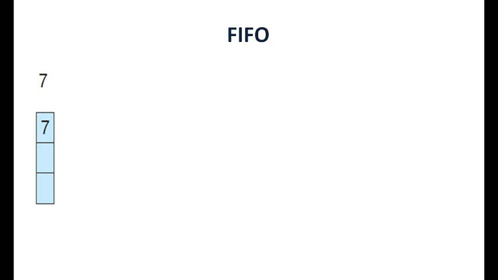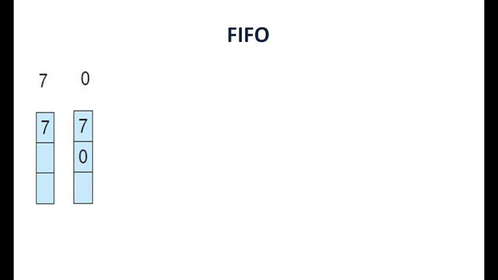So the first page that will be referenced is 7, and because 7 is not there in the memory initially, we have to bring 7 from disk into the main memory, which we can treat as a page fault. So the first page fault has just happened. We have to make a count of the page faults. So we add 1 to the number of page faults.